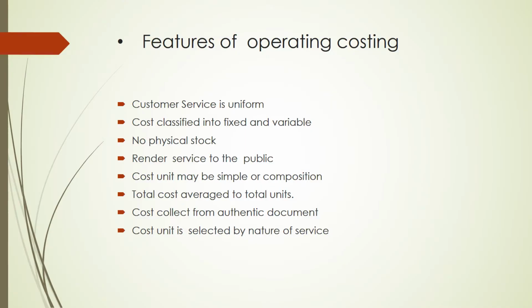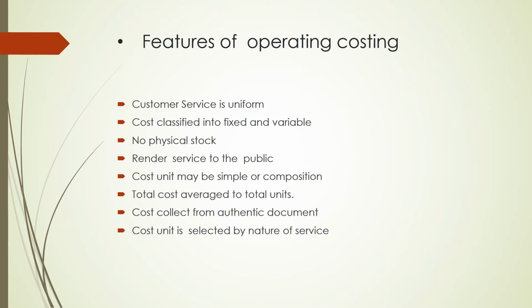And what are the features of operating costing? This is a particular form of cost accounting method which provides features such as: the service is uniform, customer service is uniform, and the cost can be specifically classified into fixed and variable. There is no chance of physical stock in this case of costing, and the service to the public is normally where this type of cost accounting method applies. The cost unit may be simple or composite.